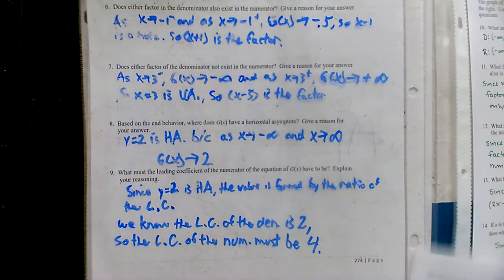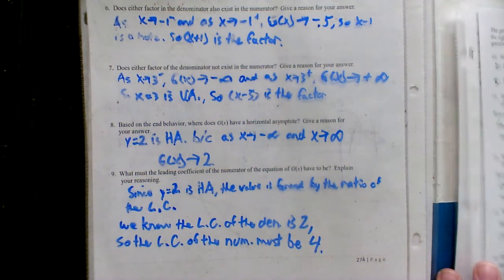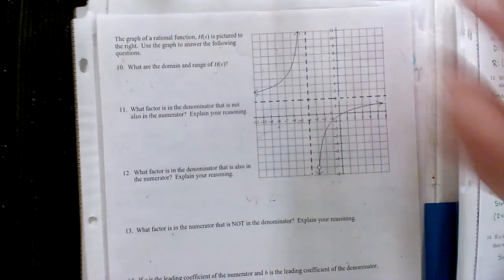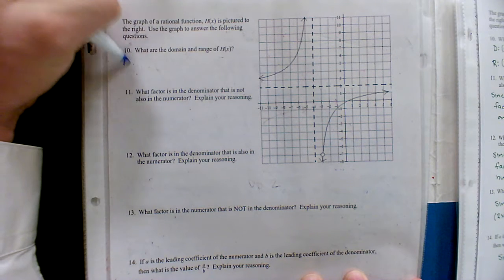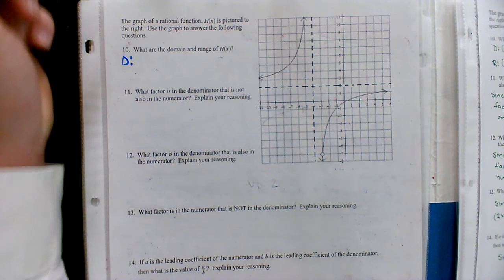All right, let's go ahead to the next page. We have one problem left here. The graph of a rational function h of x is pictured to the right. Use the graph to answer the following questions. What are the domain and range of h of x? So using your picture to the right or your graph, we need to find domain. Who can tell me what the domain is?